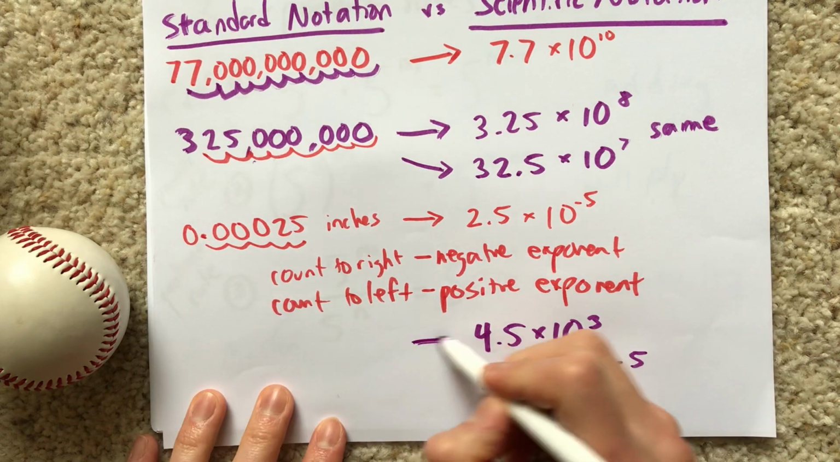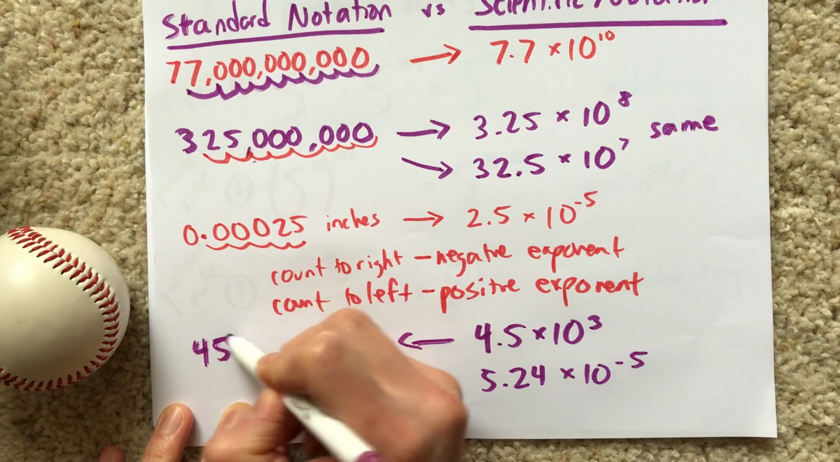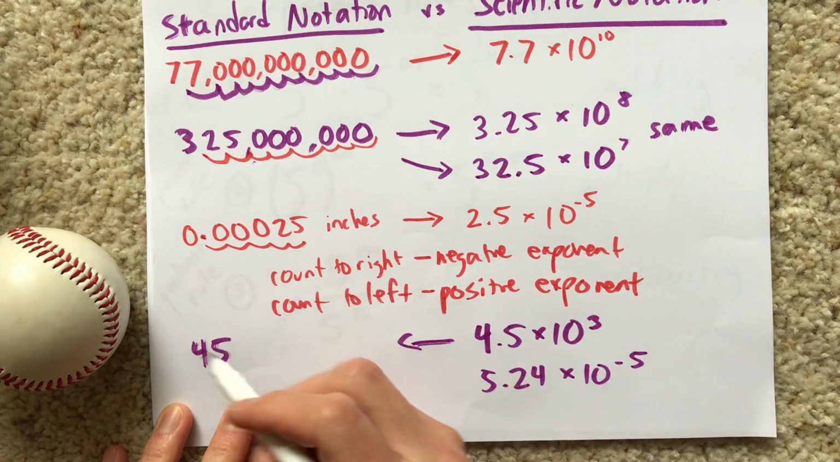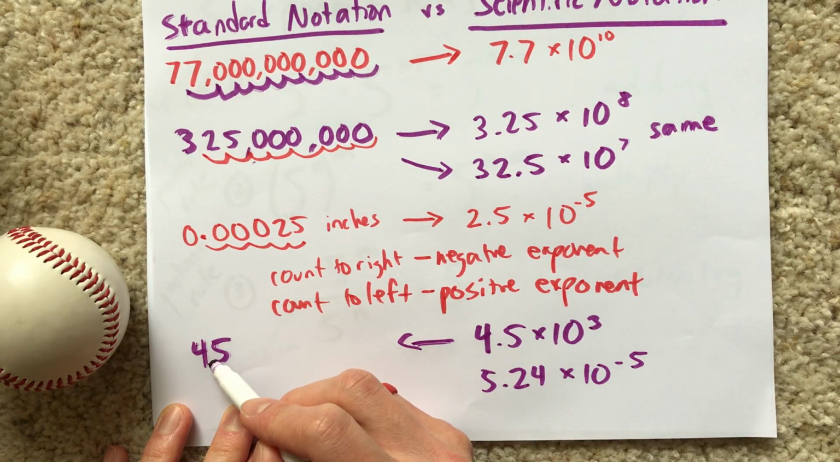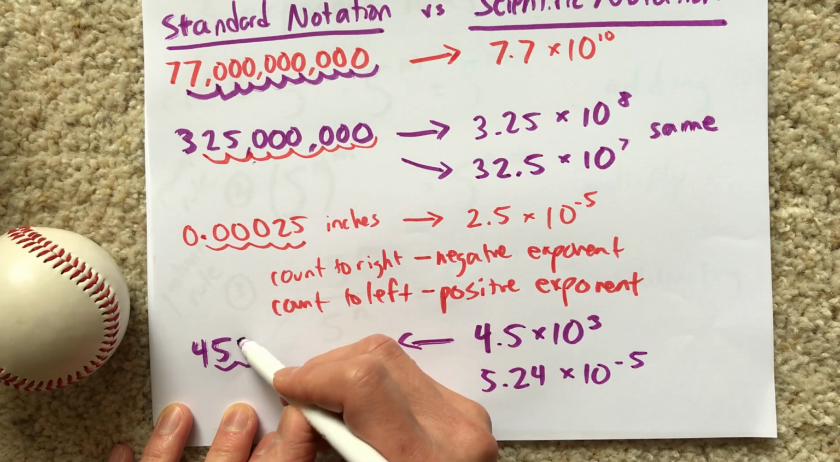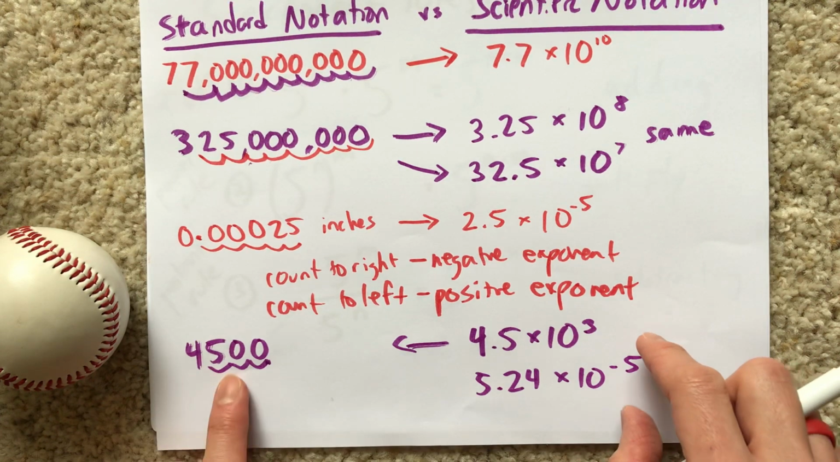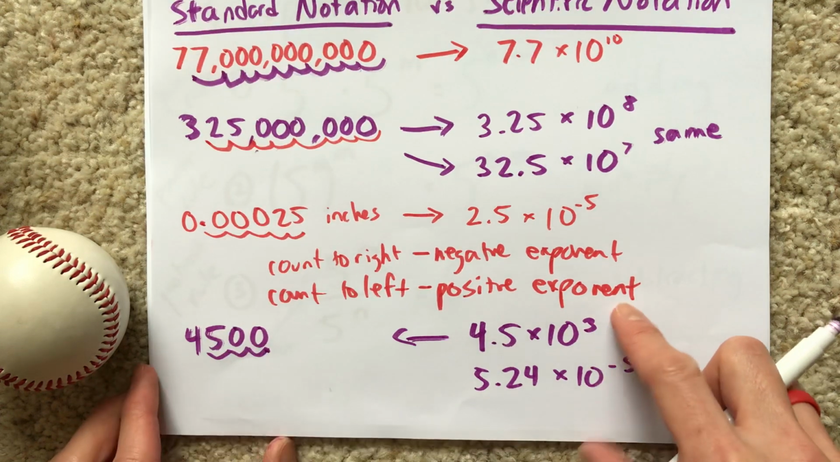So the first one, I'm going to just write 45, and now I know it's a positive, right? So the decimal is right here right now, so I'm going to move it over to the right. So I'm going to go 1, 2, 3. Okay, so then I'm going to add a 0 right there. So I counted 1, 2, 3 because of positive 3.